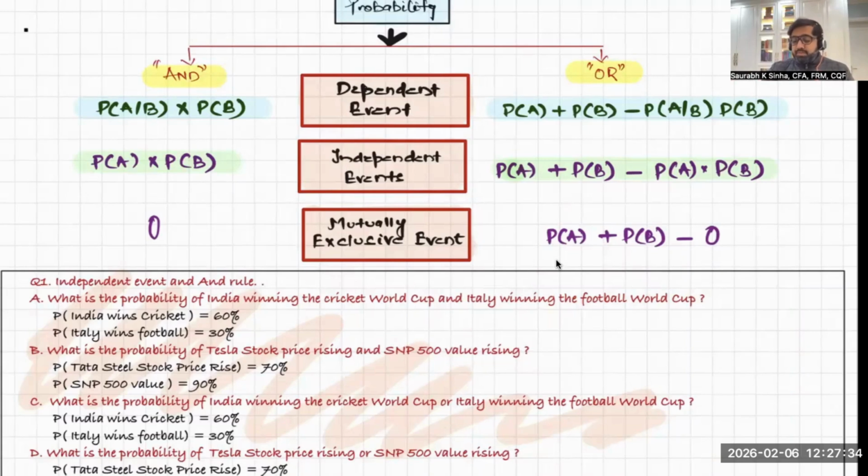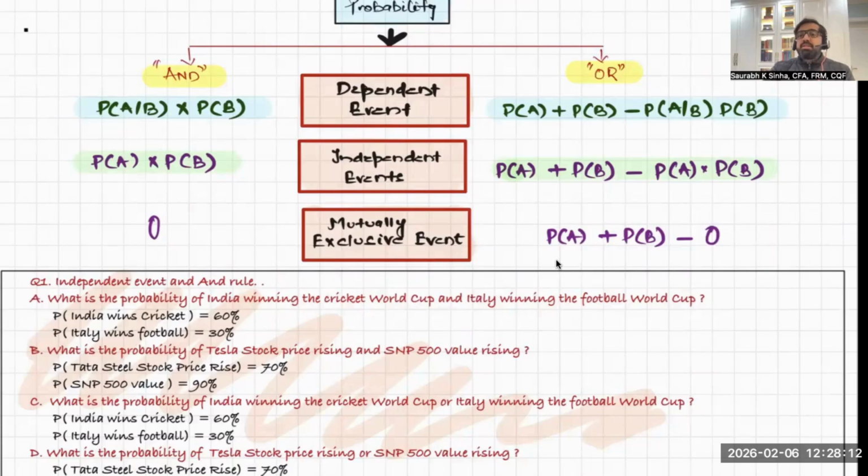So for the first question, what is the probability of India winning the Cricket World Cup and Italy winning the Football World Cup? You're interested in two events happening simultaneously. The question is, are they independent events or dependent events? They're independent events. The reason is you're talking about two different countries, two different genres of sports, and two different associations related to Indian cricket and Italian football. So definitely they are two independent events.